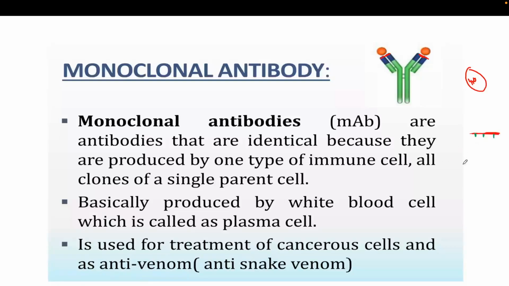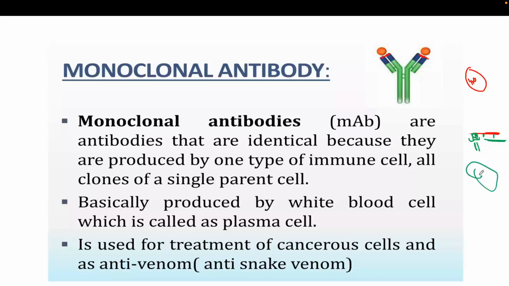So what is the monoclonal? Monoclonal will detect only this antigen, this part of the antigen. But polyclonal will detect this epitope as well as these two epitopes also. So the monoclonal antibody is a single specific population.